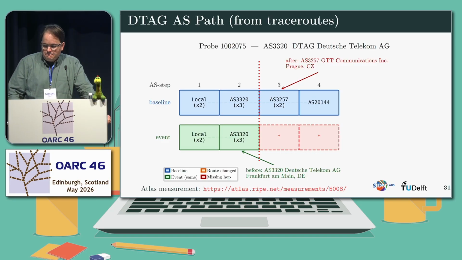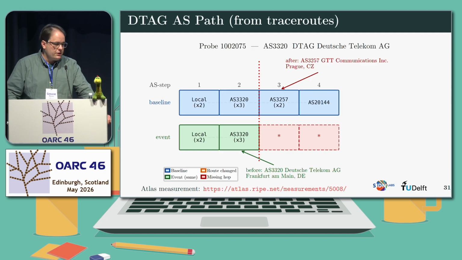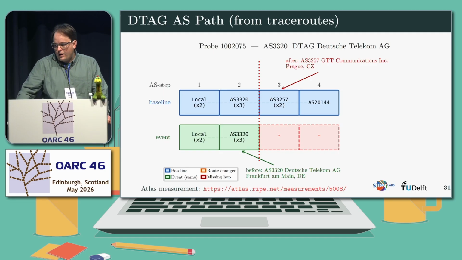And this particular probe first has some local IP addresses in the traceroute, and then it goes into the network of Deutsche Telekom, and then moves to GTT Communications in Prague, and then it eventually gets to R-Root, which is AS20144 here, as the last hop. That's when things work. When it didn't work, the probe went the same path again, but it never left the Deutsche Telekom network. So this is telling me that it's not necessarily something wrong with R-Root, but why they were not able to even reach GTT.